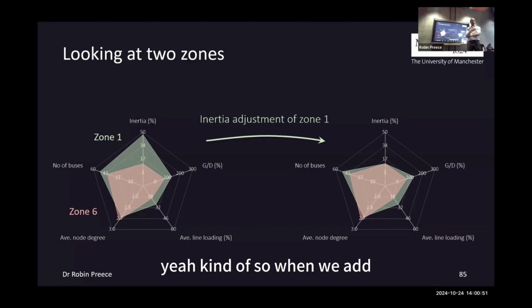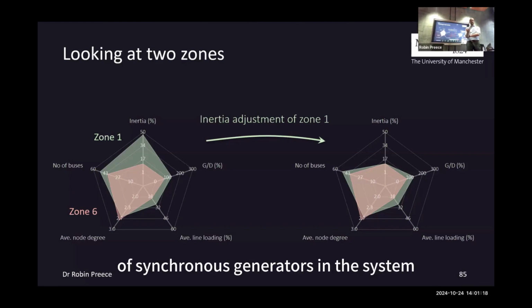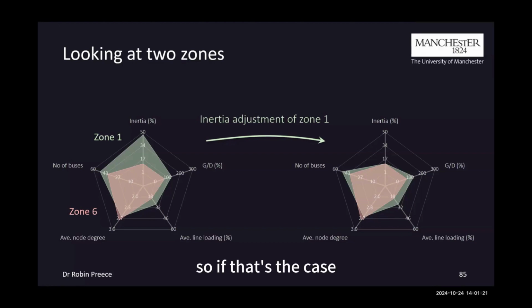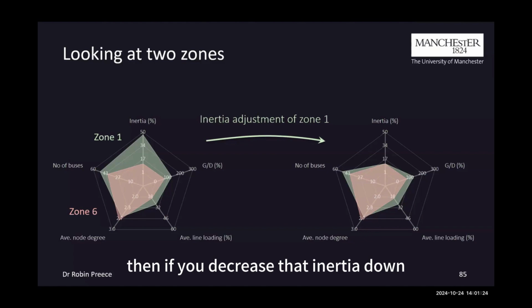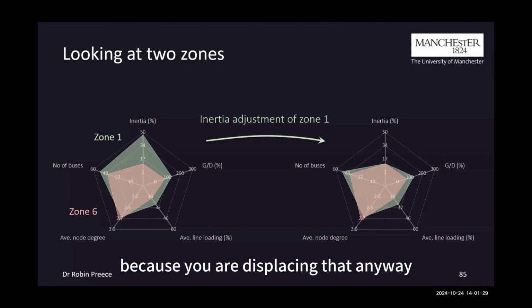Yeah, kind of. When we add more renewables, we'll run the security constrained OPF. It will dispatch wind first, provided it's secure to do so, and it will dispatch the wind before the more expensive fossil fuels. And then any fossil fuel plant that is essentially non-dispatched, we will disconnect from the system. So the addition of the renewables is decreasing the number of synchronous generators in the system, and so is reducing the inertia that way. So if that's the case, then if you decrease that inertia down, it won't influence your high inertia situation because you're displacing that anyway.